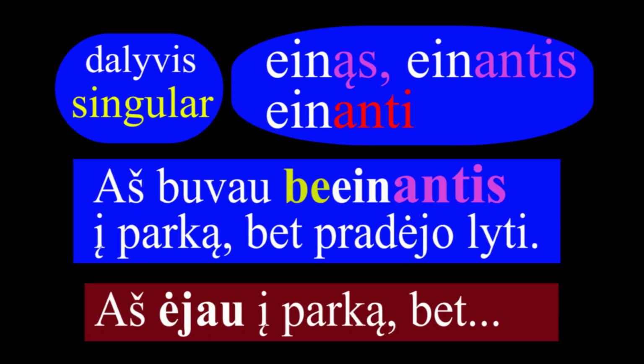O mes buvome beeinantys, jūs buvote beeinantys, jie buvo beeinantys. And if it's feminine, beeinančios. Mes buvome beeinančios, jūs buvote beeinančios, jos buvo beeinančios. Į parką, bet pradėjo lyti. If we want to avoid using a participle, we can say aš ėjau į parką. I was going. Aš ėjau į parką, bet pradėjo lyti.